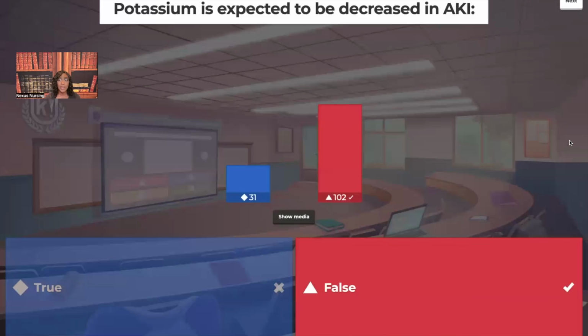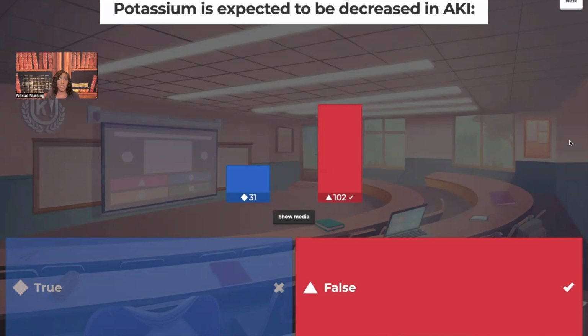That's right, false. It's going to be increased because think about it. Sodium, potassium, those electrolytes that you usually find in the urine. If the kidney's not working the way it's supposed to, you're not urinating the way you're supposed to, so it's going to be accumulating in the body. So we don't expect to see the serum potassium decrease.